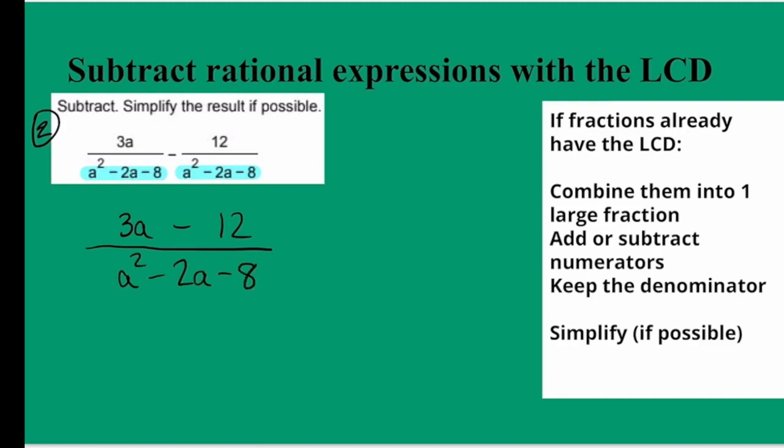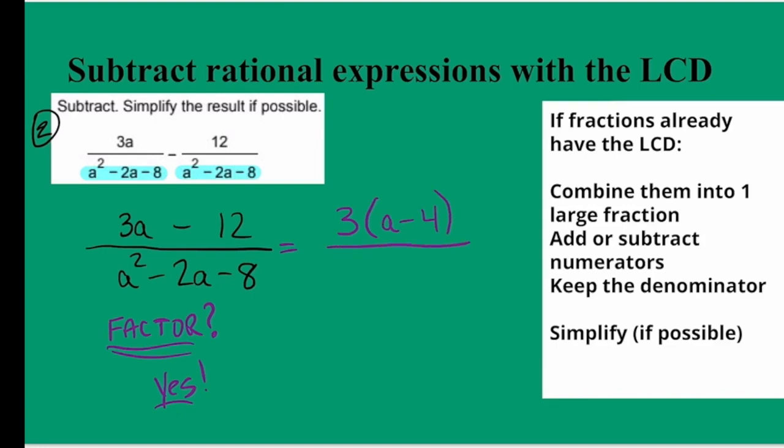So there's a difference between the last problem and this problem, and that is that this problem has polynomials, which means you have to check if you can factor these expressions. I'll tell you right now, the answer is yes. So that numerator, we could take a 3 out as a common factor, and we're left with a minus 4. So we're factoring out a GCF.